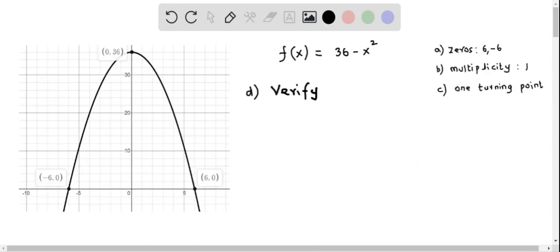Let's do part D. Here we verify the answers which we obtained from part A through part C. In part A, we obtained the zeros of the function as 6 and negative 6. Here, this is the graph of the function f of x equals 36 minus x squared. I graphed this using the graphing utility Desmos, and clearly we can see that this has two zeros, one at x equal to negative 6 and the other at x equal to 6. So we verified the part A answer.